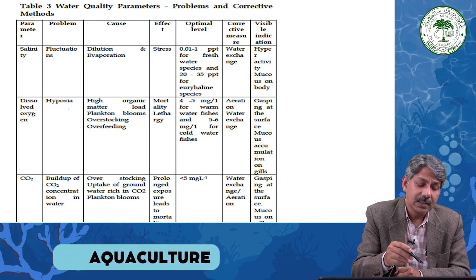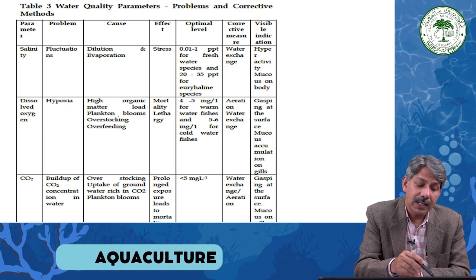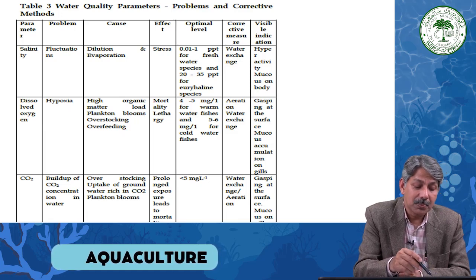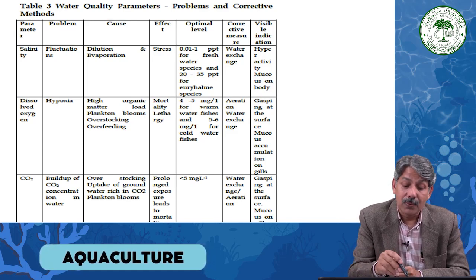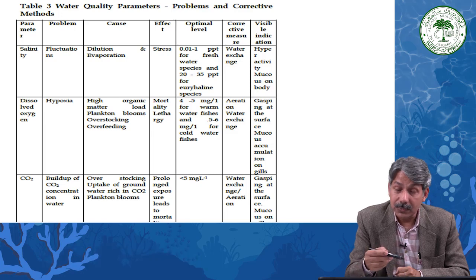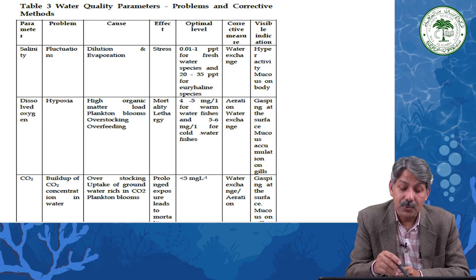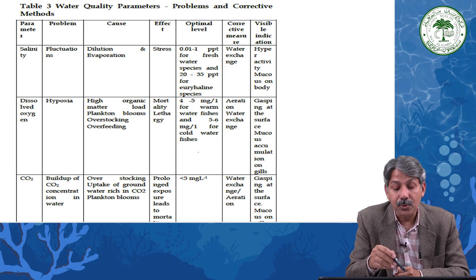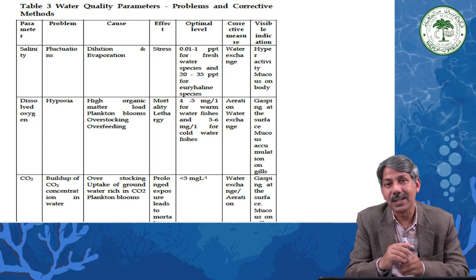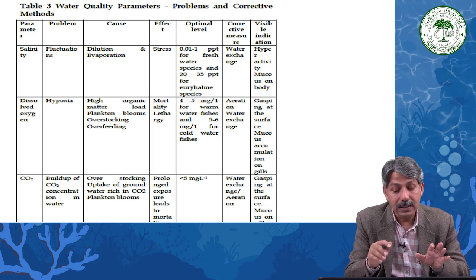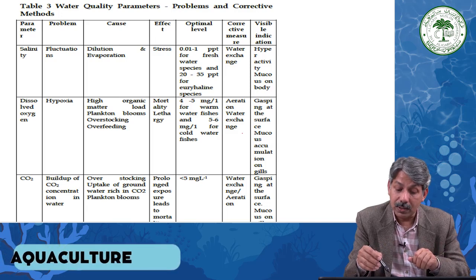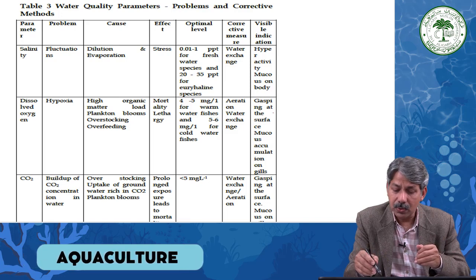Dissolved oxygen, I will just read few of them. Hypoxia may develop due to high organic matter load, plankton blooms, overstocking, overfeeding. Mortality or lethargy you can notice. 4 to 5 milligram per liter for warm water fishes is the optimum level, and 5 to 6 milligram per liter for cold water fishes. You should not try to get DO down from this. I often say that not less than 5 ppm should be accepted to a farmer, so that fishes are safe. And when they are in good DO water, then they show very good growth rate also. Aeration or water exchange you can do.